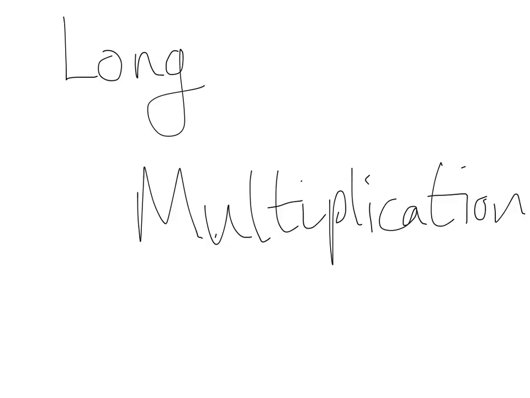Right, let's get started. Try and look at two numbers. We're going to look at a 4-digit number, 2,573, and we're going to multiply that by 24.